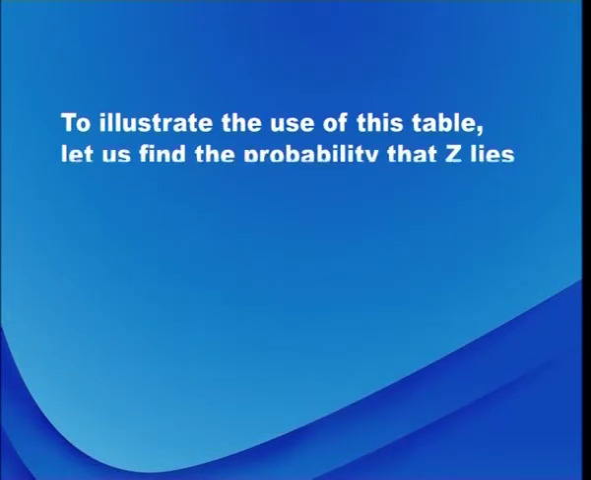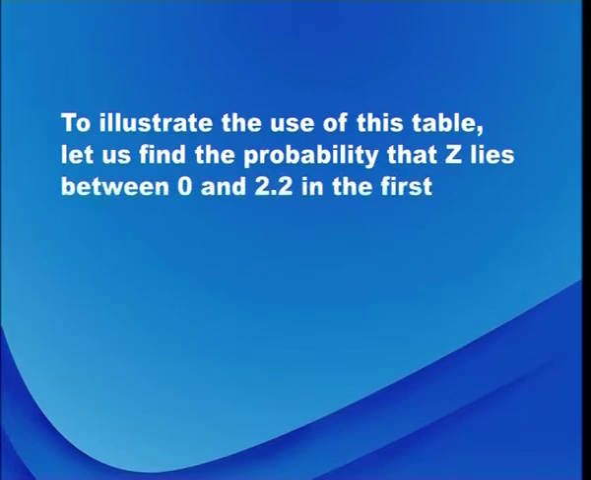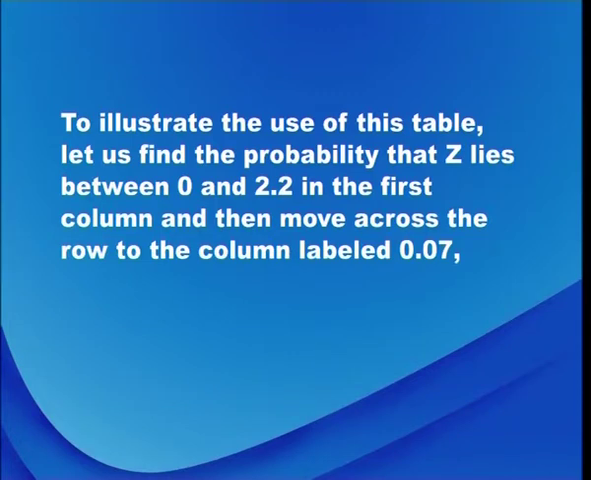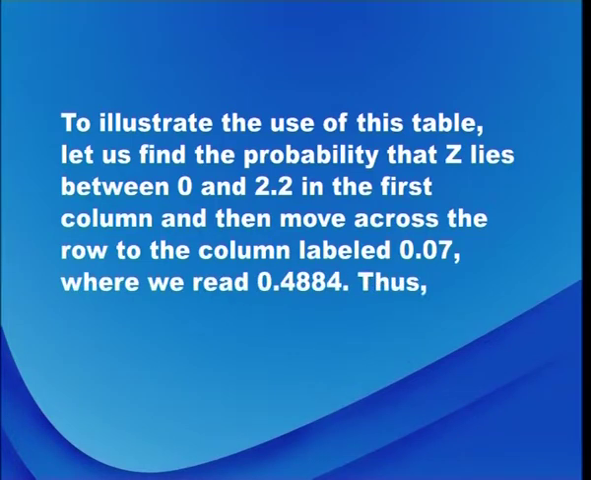To illustrate the use of this table, let us find the probability that Z lies between 0 and 2.27. Find 2.2 in the first column and then move across the row to the column labeled 0.07, where we read 0.4884. So the probability of 0 less than Z less than 2.27 equals 0.4884.